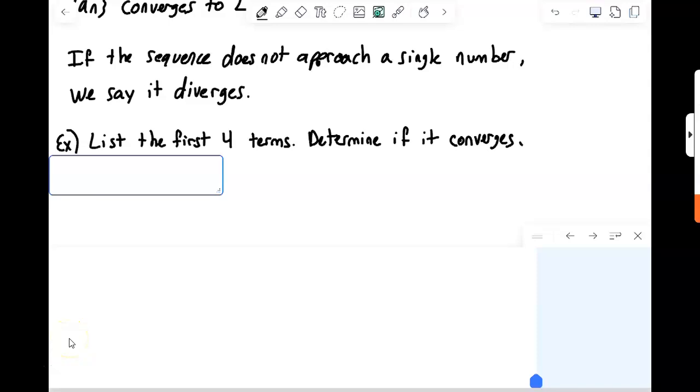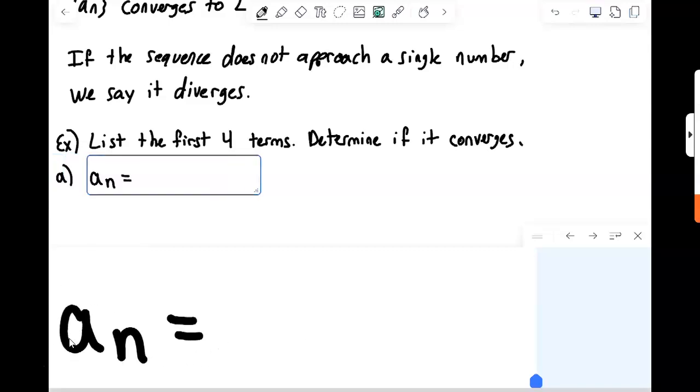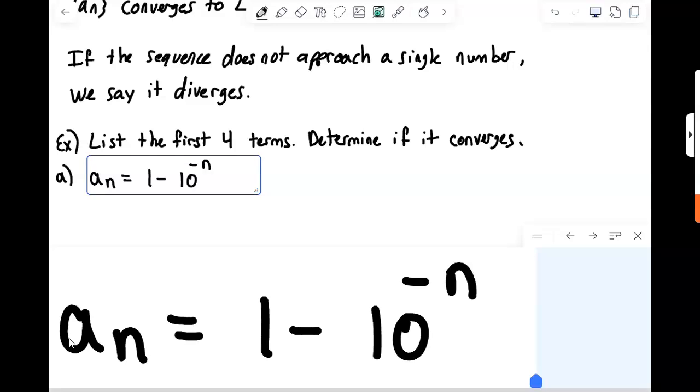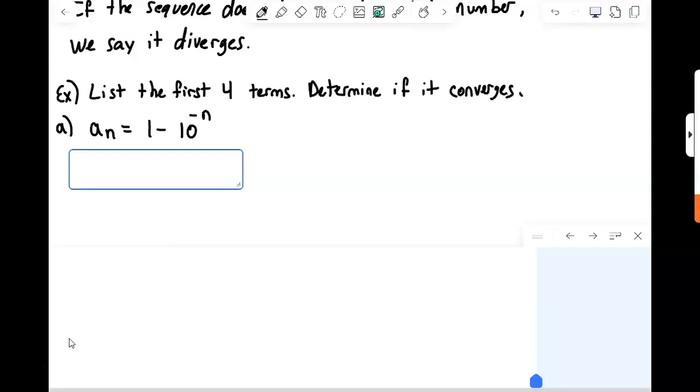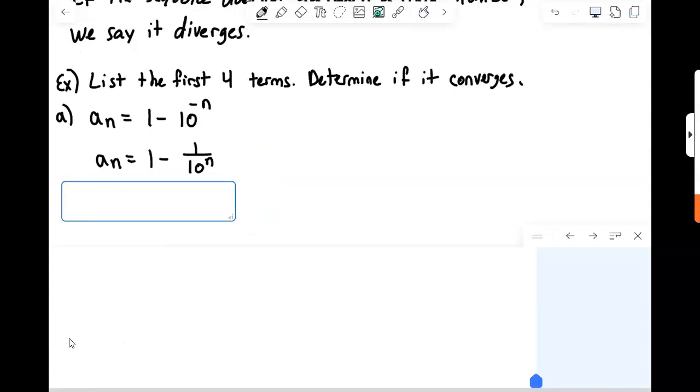Okay, so we're looking at some examples here where we're going to again compute the first few terms of the sequence, and then based on those values, we're going to ask the question, does it converge? So our first sequence here, we'll say a sub n is equal to 1 minus 10 to the minus n, or maybe you might prefer to rewrite it as 1 minus 1 over 10 to the n. Right, so let's start looking at the first few values of this sequence.